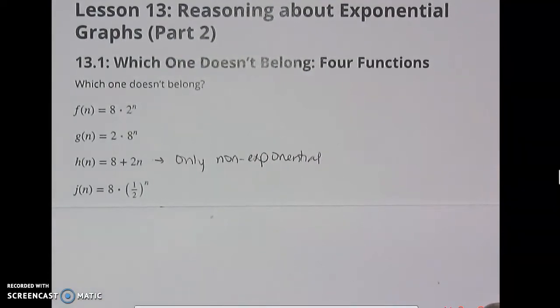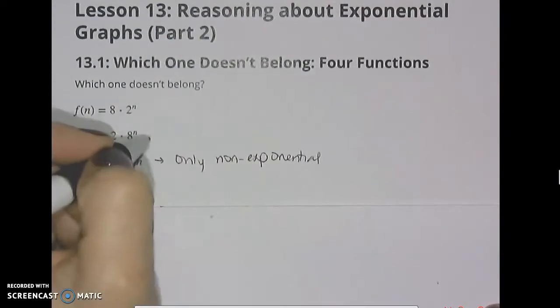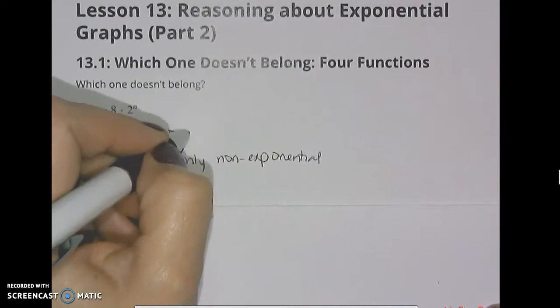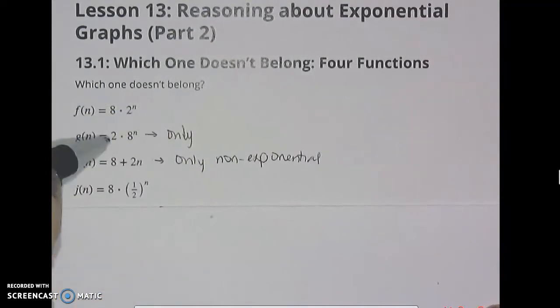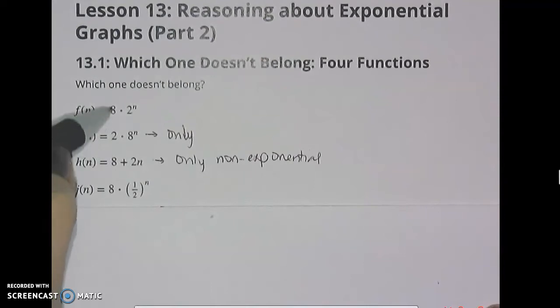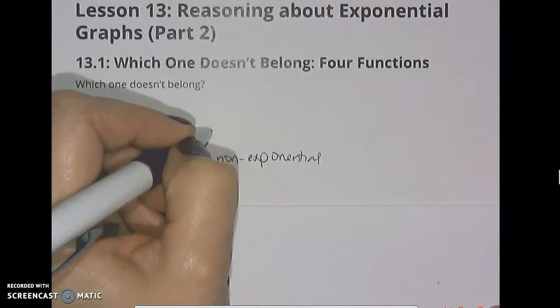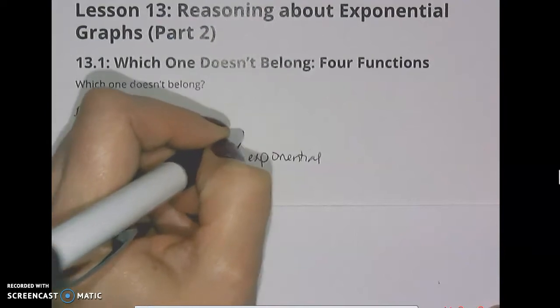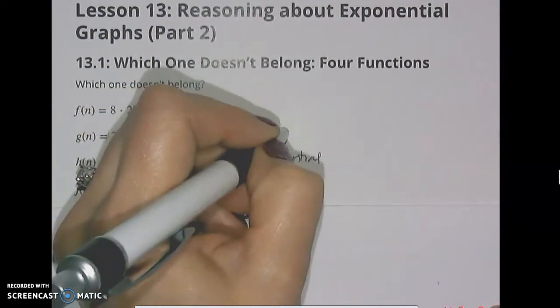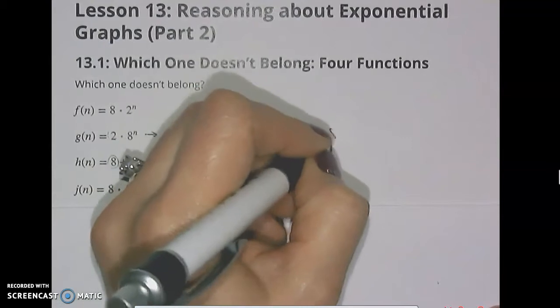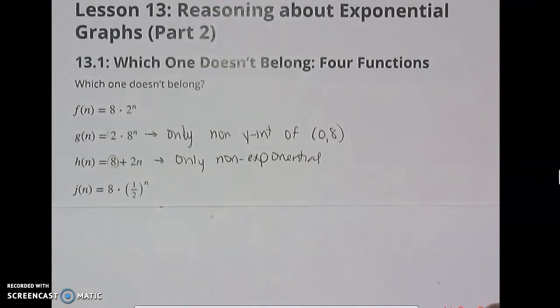Here, if we're looking at the three exponentials, what do you notice about the a values? So this is the only, well, even looking here, this would be our y-intercept. These are the starting amounts. So the only non-y-intercept of the 0.08. Okay.